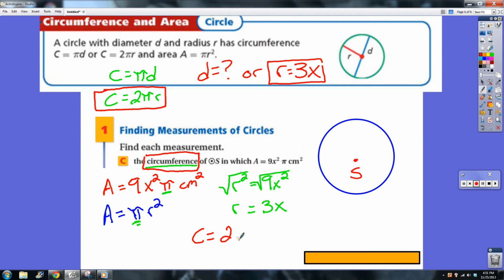Circumference is equal to 2 multiplied by pi multiplied by the radius, which is 3x. What is 2 times 3? 2 times 3 is 6. I'm going to bring this x over here: 6 multiplied by x multiplied by pi. And what are my units going to be? With circumference, is it units squared or units to the power of 1? Our area was centimeters squared, so the circumference is going to be just centimeters. The circumference of this circle, circle S, is 6x pi centimeters. So if I told you x was equal to 3, the circumference is going to be 6 times 3, which is 18. The circumference would be 18 pi centimeters.